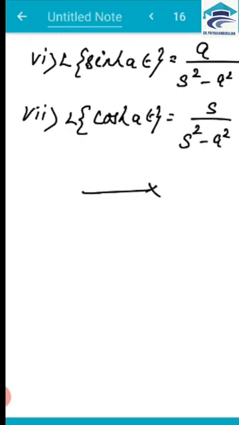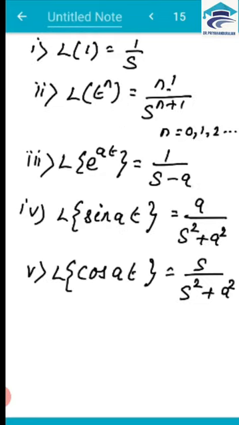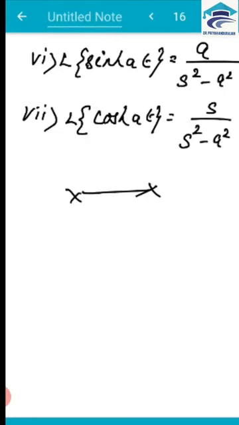So we are going to use all these formulas. We have around 7 formulas we are going to use. Just keep it in mind, we are going to use it in the problems. Next, let us see the first shifting theorem.